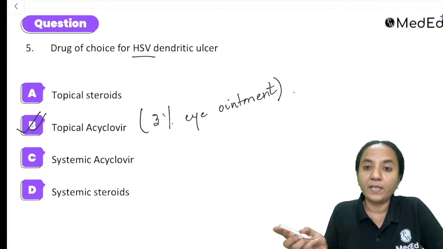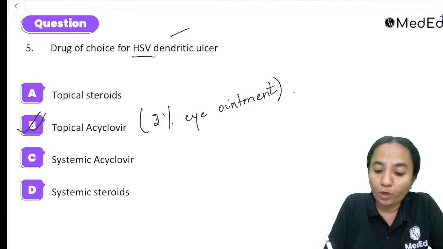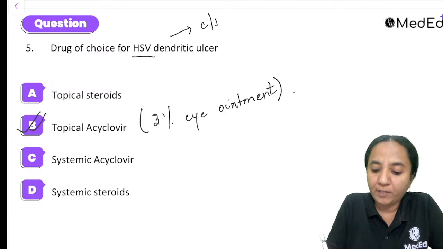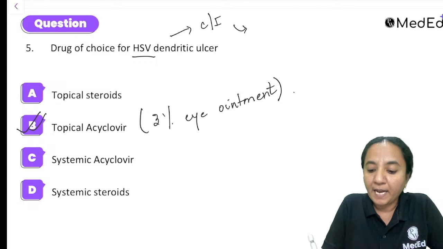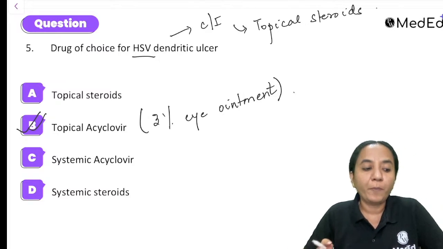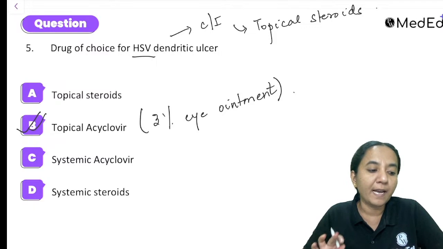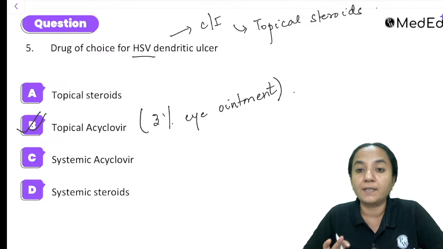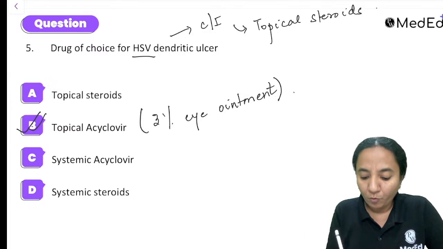Another question or one-liner that is asked is, what is contraindicated in HSV dendritic ulcer? The answer to that is topical steroids. Topical steroids are absolutely contraindicated in HSV dendritic ulcer. And topical acyclovir 3% eye ointment is the drug of choice. Let me discuss two more MCQs.